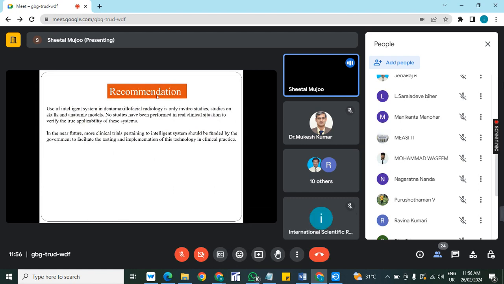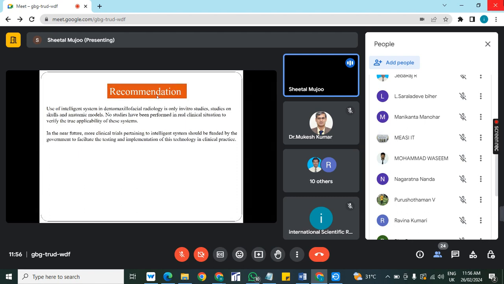I would like to recommend caution on the use of intelligent systems in dentomaxillofacial radiology. There are only in vitro studies, studies on skulls, studies on radiographs. No study has been performed in a real clinical situation to verify the true applicability of these systems. In the near future, more clinical trials pertaining to intelligent systems should be funded by the government to facilitate the testing and implementation of this technology in clinical practice.